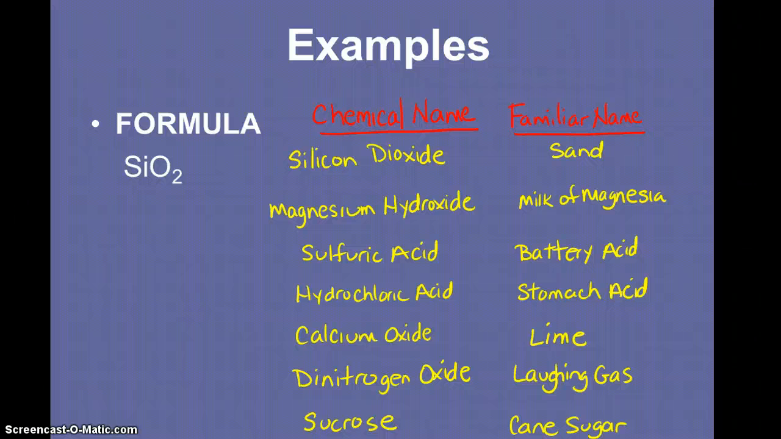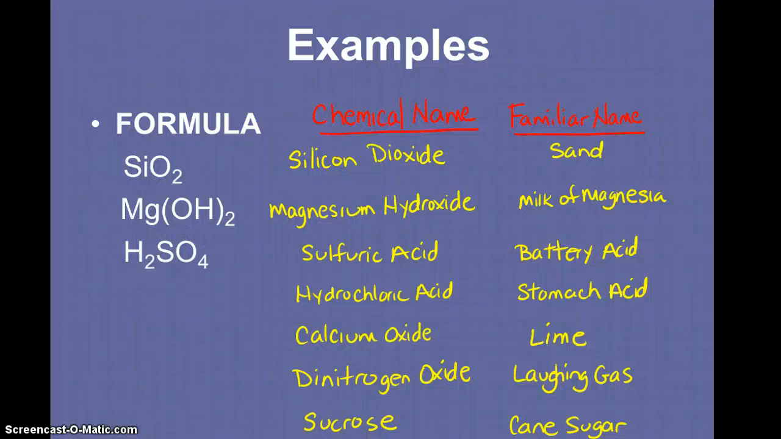Do you have to have all these memorized right now? No. But just to give you some common, familiar names and chemical names, some you'll be very familiar with, and probably most of you have no idea what the actual chemical name of some of these are. When we look at SiO2, that is actually silicon dioxide, known by a very familiar name, sand. Magnesium hydroxide, milk of magnesia. Some of you probably have heard of that, but do not know it as magnesium hydroxide.